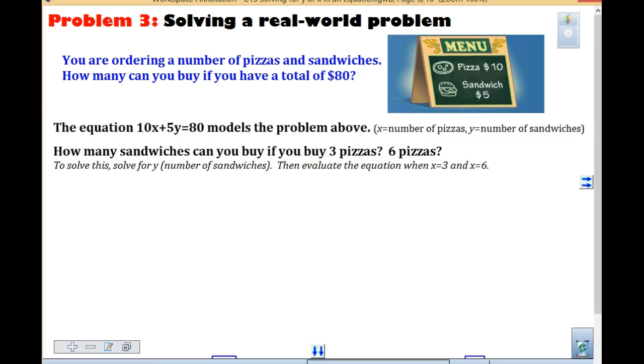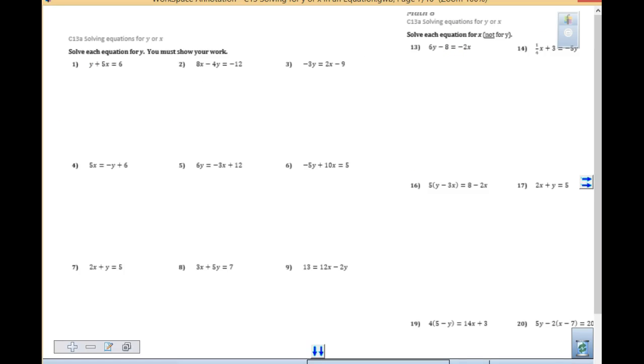So, your homework tonight, we're not going to look at this real world problem today. We'll look at that on Monday with your equations. Your homework tonight is 13a. So if you please turn to 13a.